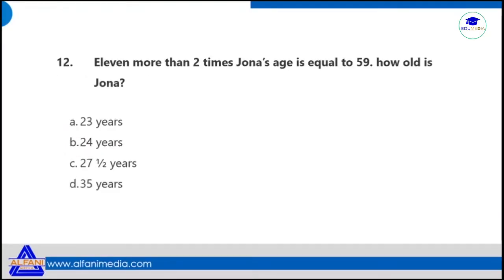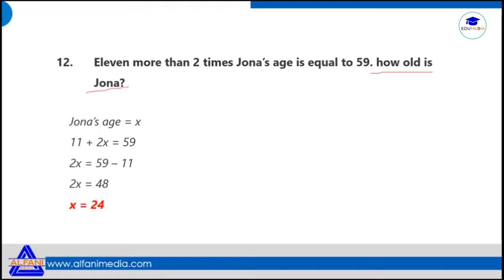Okay, the next question: 11 more than 2 times Jonah's age is equal to 59. How old is Jonah? This is also a word problem. Let's quickly look at it. The way I did this is, I don't know Jonah's age. That is what I'm looking for. So I represent Jonah's age with x.